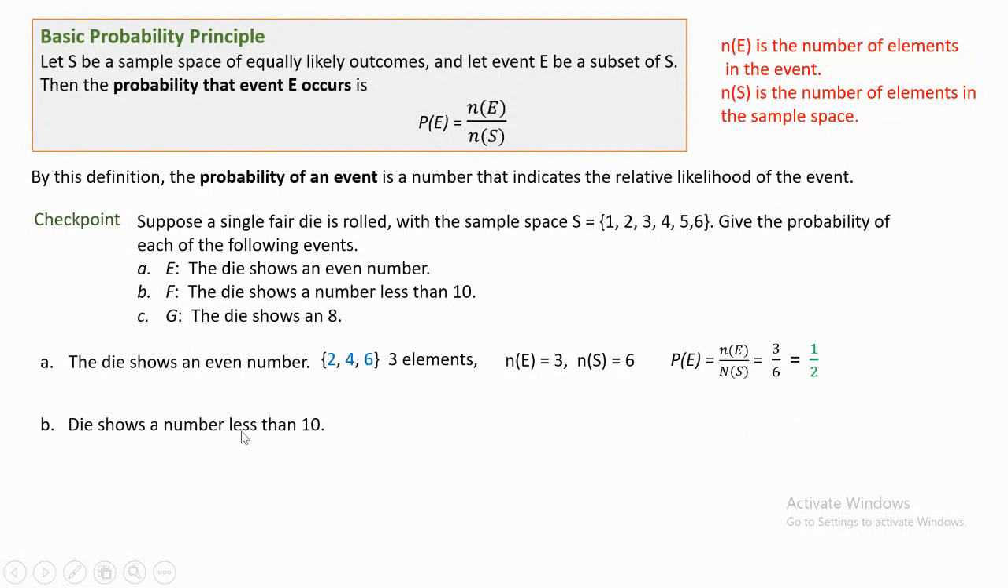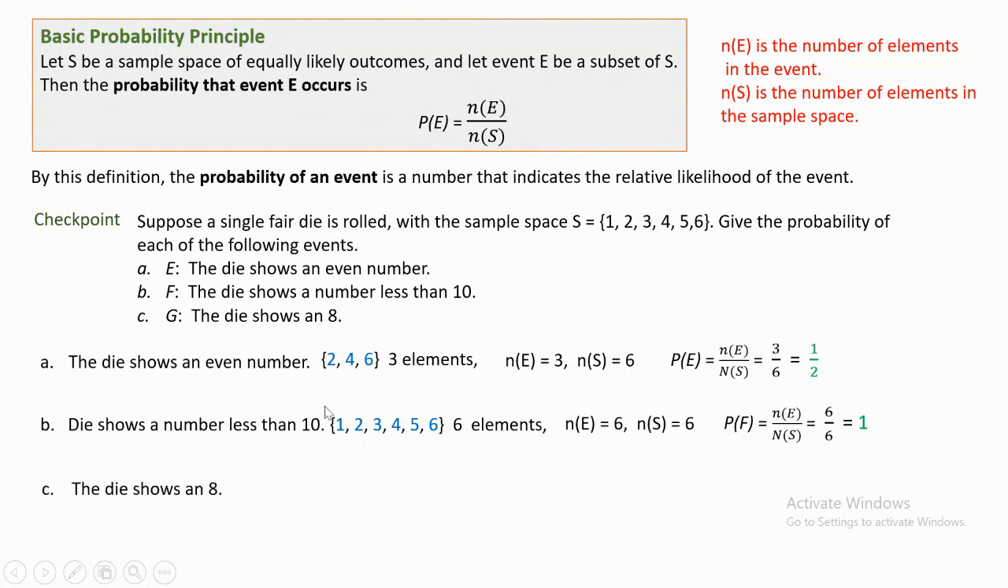For B, the die shows a number less than 10. So less than 10 is going to be all the numbers: 1, 2, 3, 4, 5, 6. That's it, containing 6 elements. What was my sample space? There are also 6 elements. So it's going to be 6 over 6, which is equal to 1.